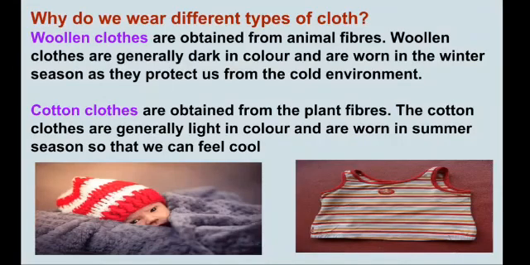Now we'll talk about why we wear different types of clothes, right? This topic we understood in the Fibre to Fabric chapter, correct? So in the winter season our body requires woolen material to keep our body warm, and in the summer season we need cotton clothes to keep our body cool. So as per the weather condition, our body requires different types of clothes to maintain our body temperature.